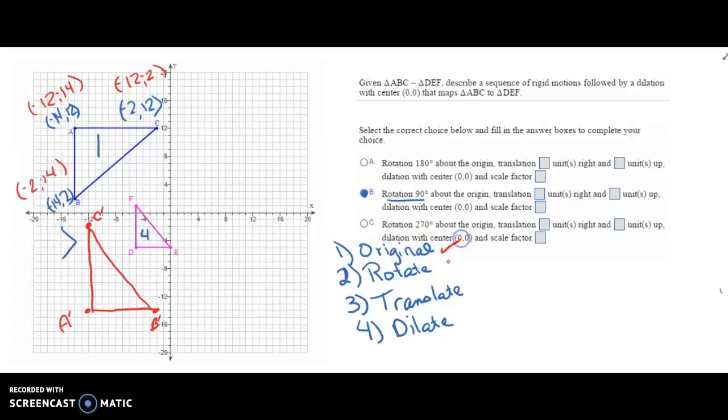Okay, so I've done the original. It was done for me. I've rotated it. Now I have to translate it. Well, I can't translate it until I know where I have to go. So wherever this one is dilated from depends on where it lands. So I have to find out where it's dilated from. So now this is the backwards part. So I have to undilate it to see where it was so I know how much to translate.